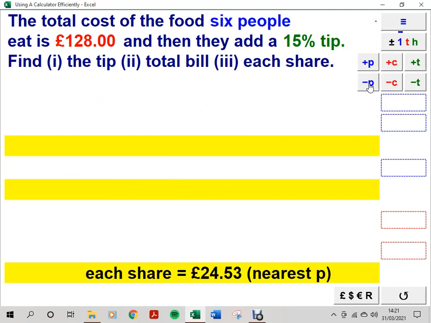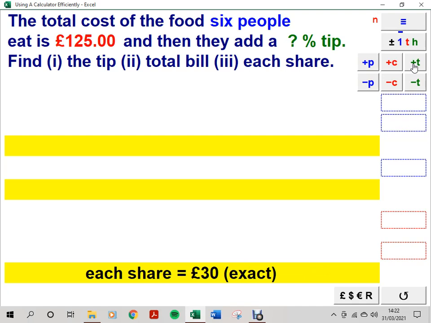6 friends ate £125 of food, but this time I'm going to hide the percentage tip. On this occasion, we all enjoyed our evening so much, we reached for our purses and wallets, and we all pulled out 3 tenors.